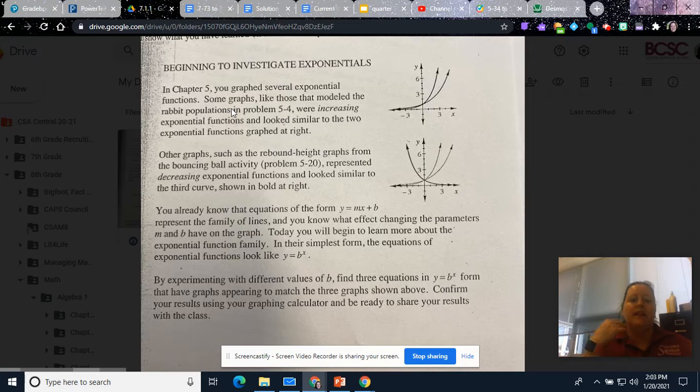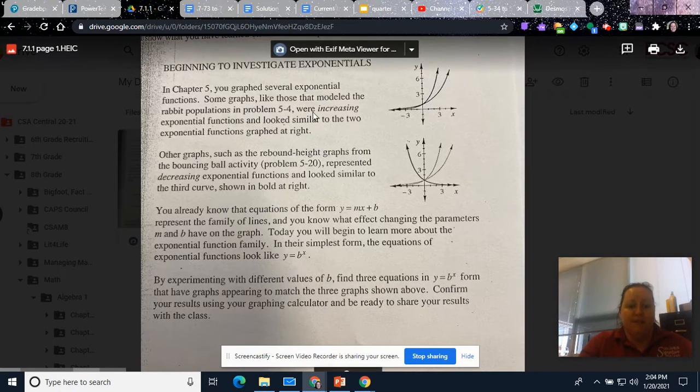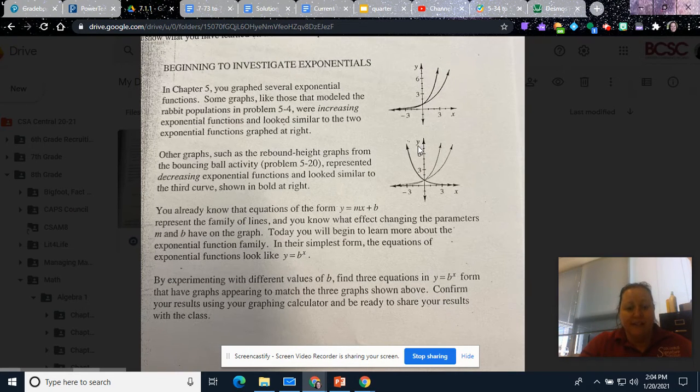So in chapter 5, what we just did in the last week or so, we graphed several exponential functions. Some, like the one that modeled the rabbit population in 5.4, were increasing exponential functions, and they look similar to the two that are right here. And then when we did the rebound height graphs from the bouncing ball activity, it was like this. And so it was decreasing exponential functions that look similar to the third curve shown in bold. So it was decreasing as we went.